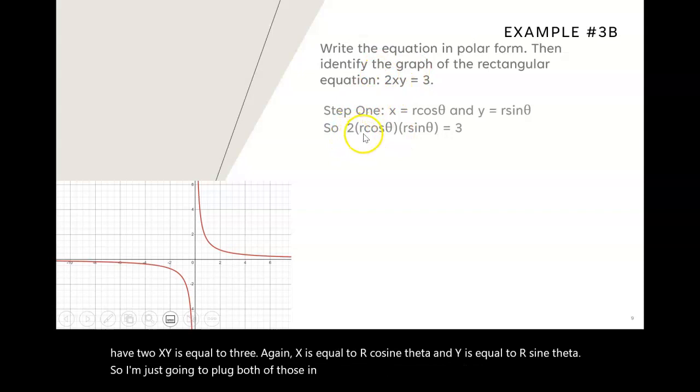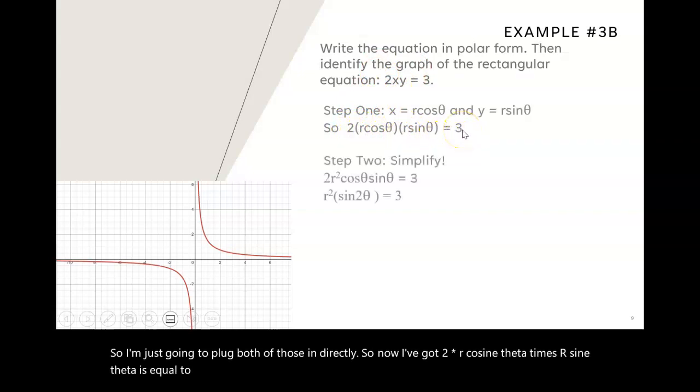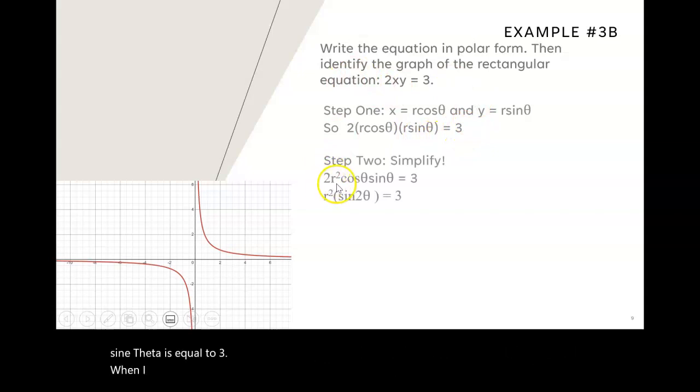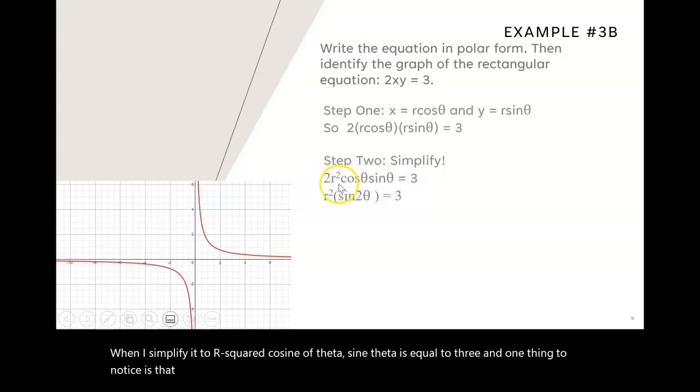So now I've got 2 times r cosine theta times r sine theta is equal to 3. When I simplify, I get 2r squared cosine of theta sine theta is equal to 3. And one thing to notice is that 2 cosine theta sine theta is a trig identity. In fact, that's equal to sine of 2 theta. So r squared sine of 2 theta is equal to 3.